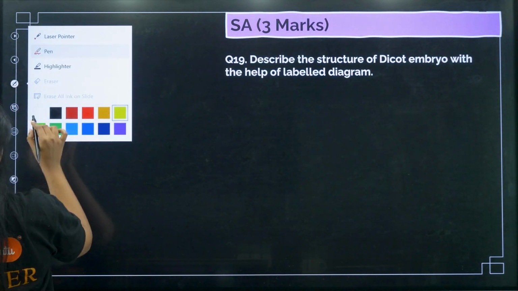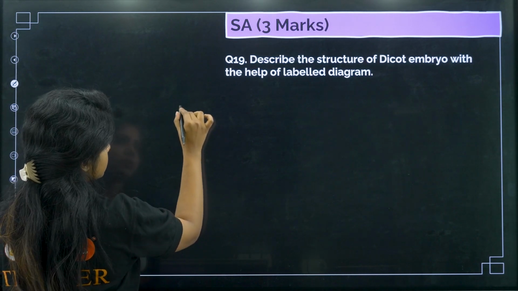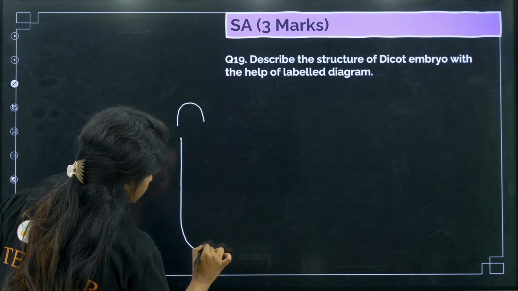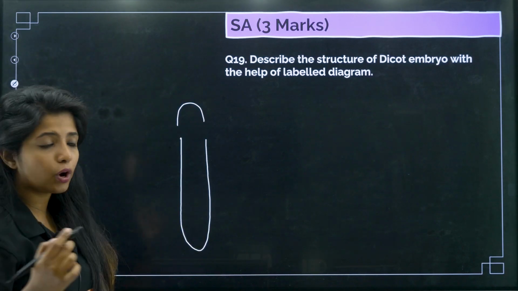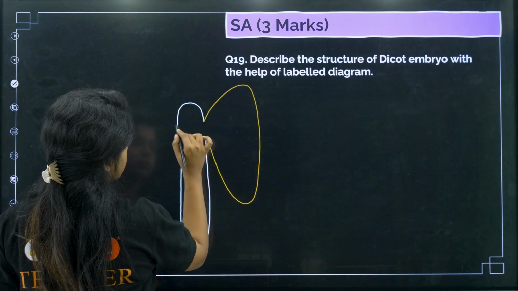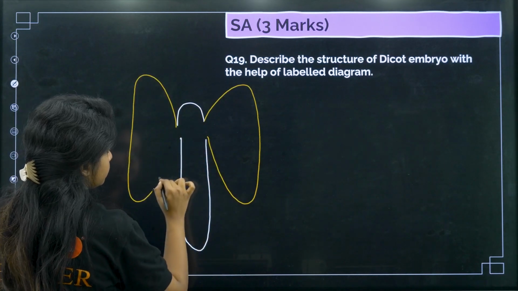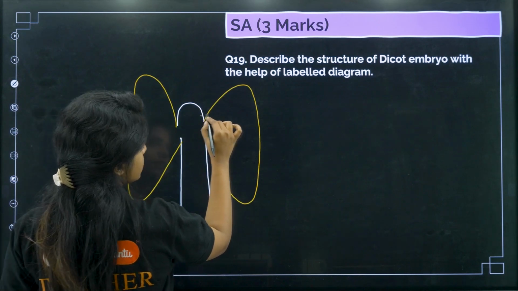Okay, let's make it. So over here, dicot will also have an embryonal axis, which goes like this. Okay, and it is dicot, that means 2 cotyledons. So 1 cotyledon will be over here, another one will be over here. This is the embryonal axis. The upper part of the embryonal axis is known as epicotyl.